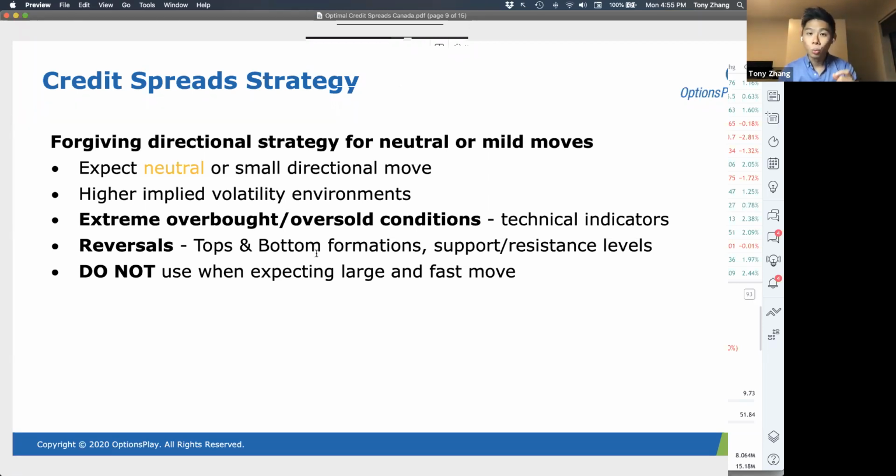And again, you do not want to use these credit spreads when you expect a large and fast move, because if you expect a large and fast move, you're better off buying a call or buying a put option. You're not risking much more typically by buying that call or put, but you can potentially make a lot more if the stock does make that big move.